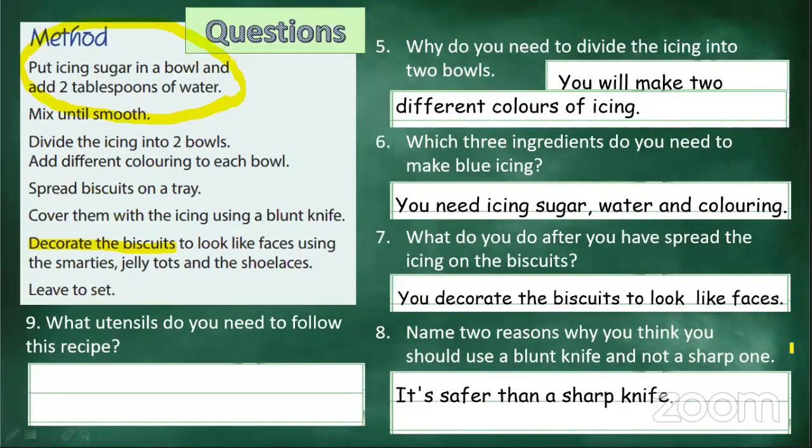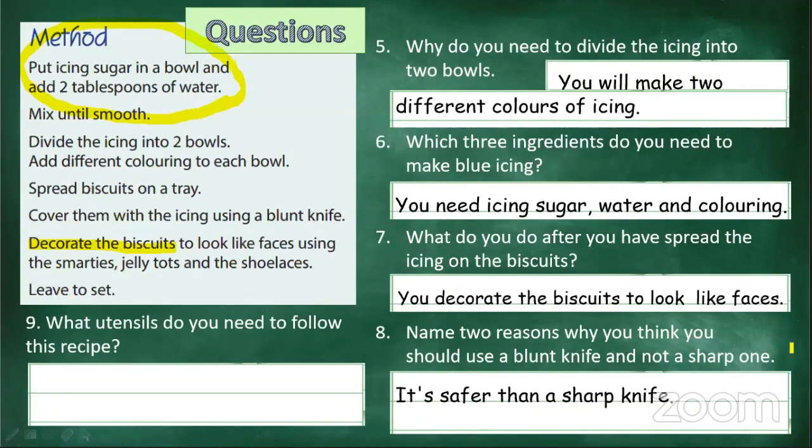Because remember, I told you in the kitchen, whenever you have to use something sharp or something hot, you have to call your mom or dad to help you. But it's safe for you guys to use a blunt knife because you can't cut yourself with a blunt knife. So the first reason is definitely so that you don't cut yourself. So you can just say it is safer to use a blunt knife than a sharp knife.